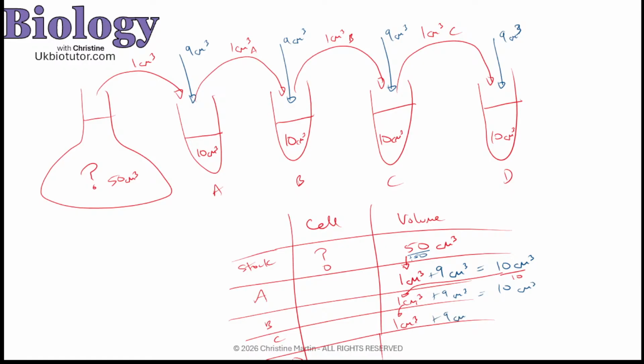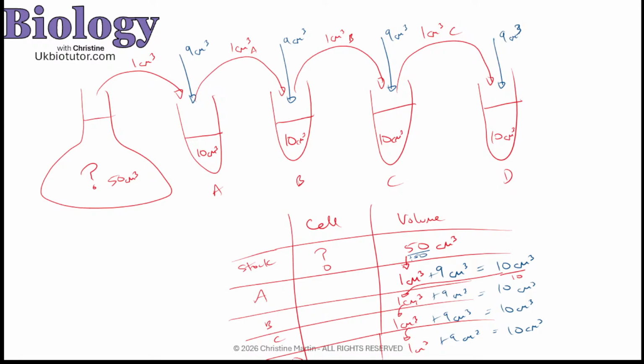Plus 9 centimeters cubed, 10 centimeters cubed, and 1 centimeter cubed plus 9 centimeters cubed equals 10. Is everyone following me up to this point? So I don't know the cells yet. All I know is about the zero dilutions. How many times have I diluted it?